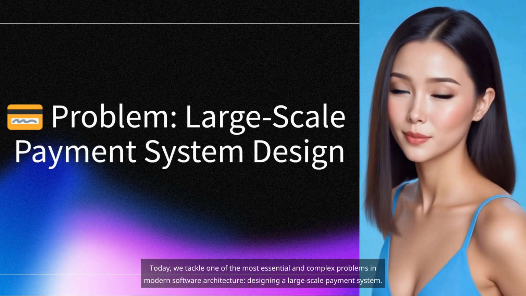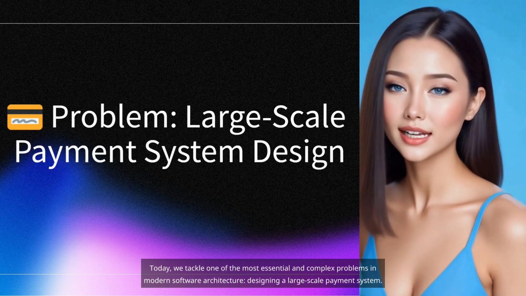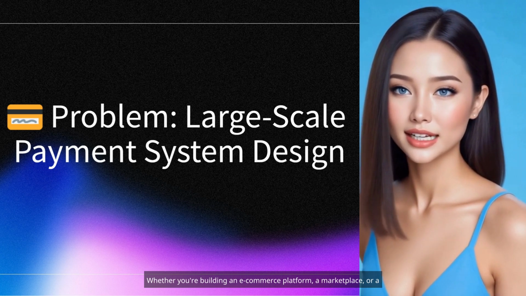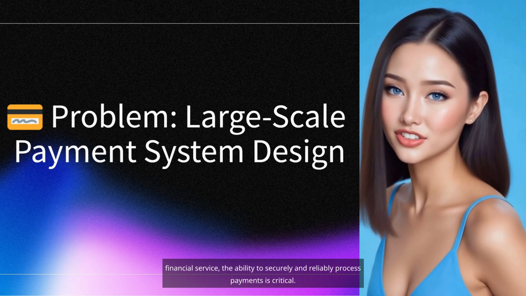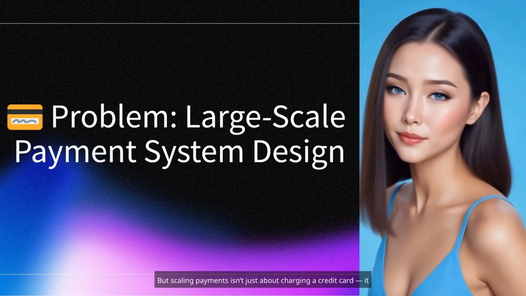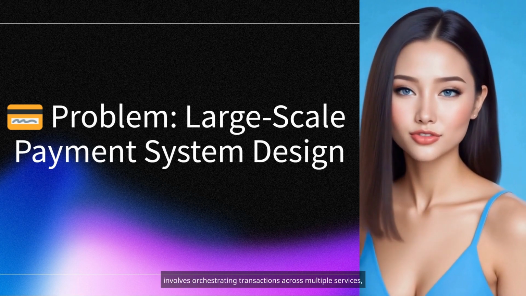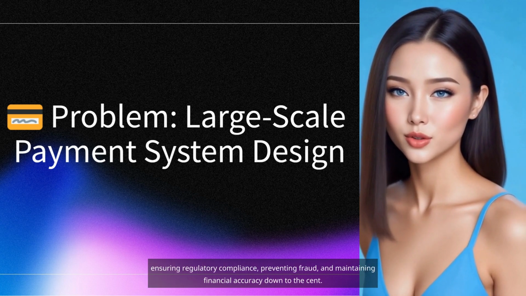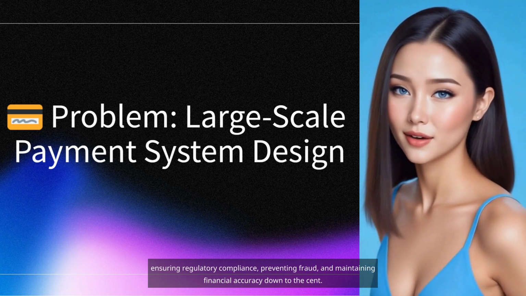Today we tackle one of the most essential and complex problems in modern software architecture, designing a large-scale payment system. Whether you're building an e-commerce platform, a marketplace, or a financial service, the ability to securely and reliably process payments is critical. But scaling payments isn't just about charging a credit card. It involves orchestrating transactions across multiple services, ensuring regulatory compliance, preventing fraud, and maintaining financial accuracy down to the cent.